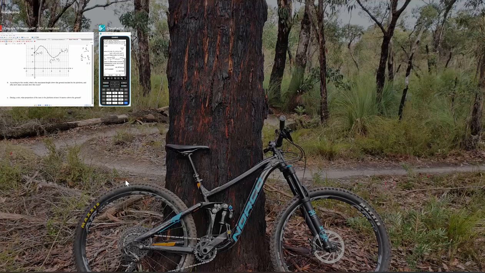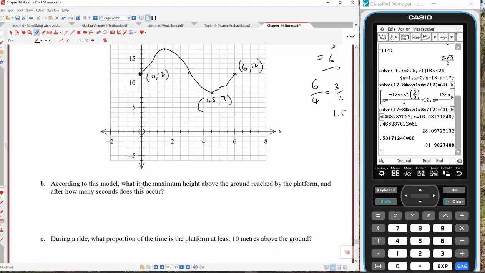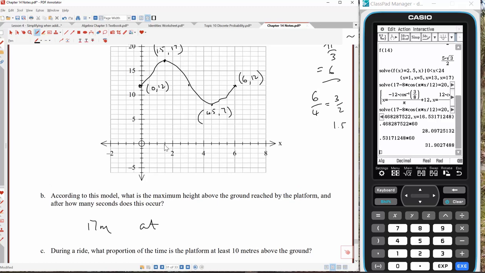According to this model, what is the maximum height above the ground reached by the platform, and after how many seconds does this occur? So there is the maximum value. So the maximum value is 12 plus 5, so 17 metres at 1.5 seconds.